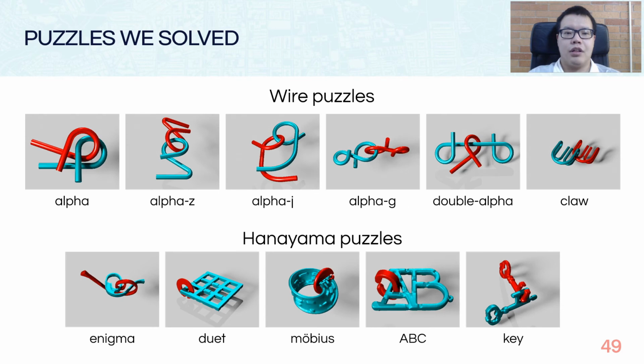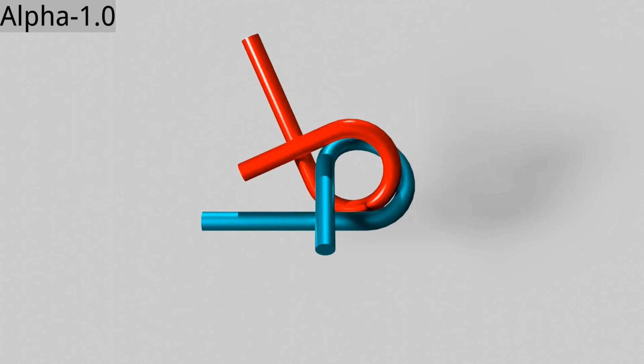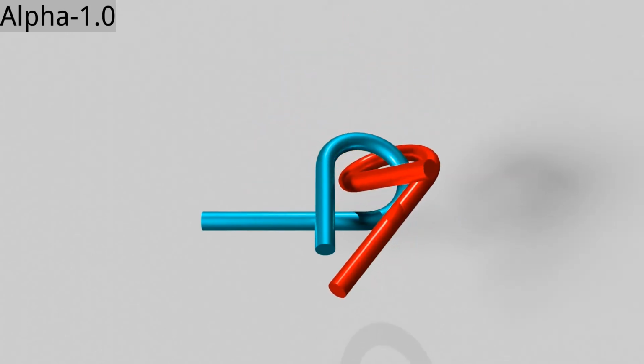We tested our pipeline against a varied set of puzzles. These are the puzzles we solved. We have the wire puzzles from alpha to cloud, as well as a set of Hanayama puzzles. Here is the solution video to our puzzles.